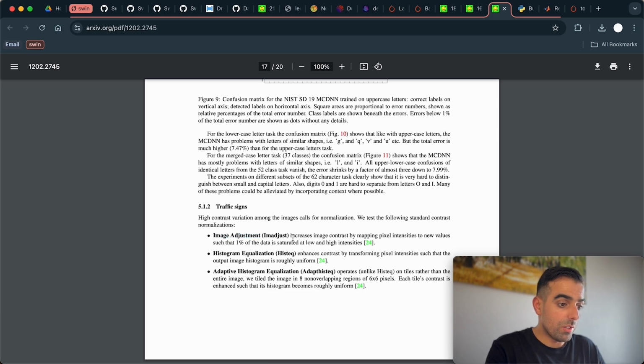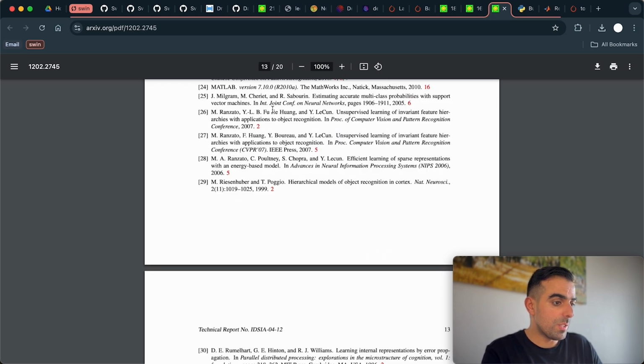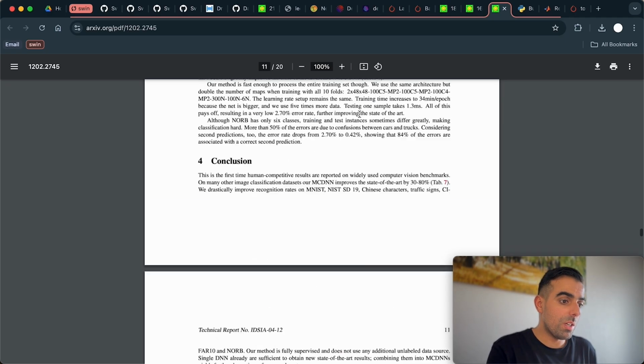Image adjustment increases image contrast by mapping pixel intensity to new values such that 1% of the data is saturated at low and high intensities. And they use reference 24. Reference 24 is basically MATLAB. So they use MATLAB operations, MATLAB functions to pre-process the images before training the neural net. This was done in 2012.